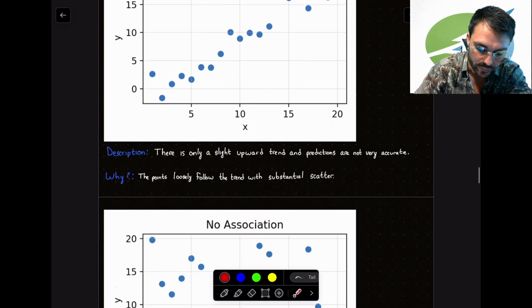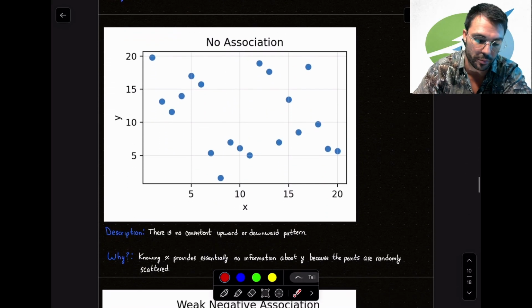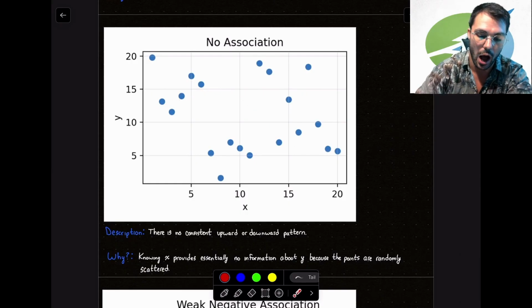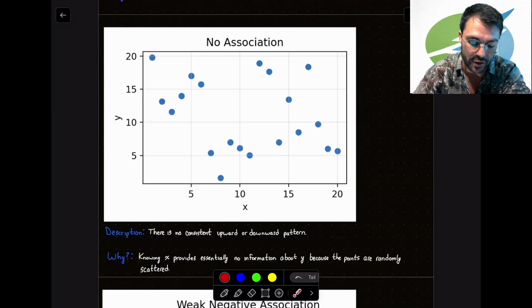Okay. No association. This is all over the place. We can't predict anything based on this. This looks like looking at a starry night. There's no consistent upward or downward pattern. X provides essentially no information about Y because the points are randomly scattered.